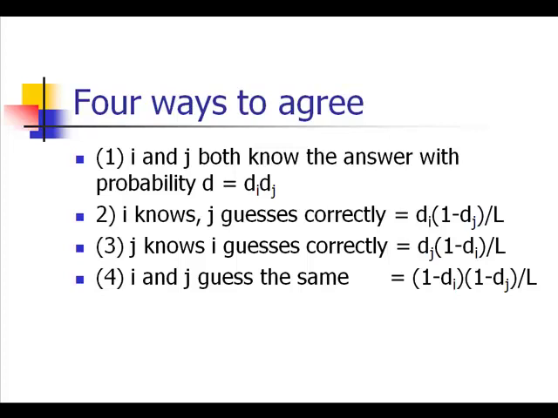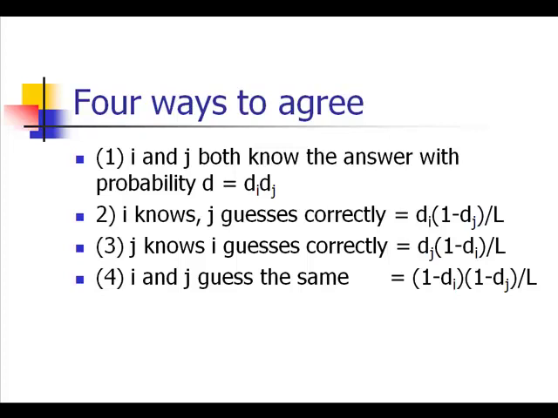Now, the other possibility is that the first student knows the answer, the second student doesn't, but guesses correctly. So they get the same answer. The third possibility is that the second student knows the answer, but the first student guesses correctly. So they get the same answer. And the fourth possibility, which is a little teeny probability, but it's still in there in the equation, is that neither of them know the answer, and they both guess, but they happen to guess the same answer. Could be a wrong answer, but they guess the same.